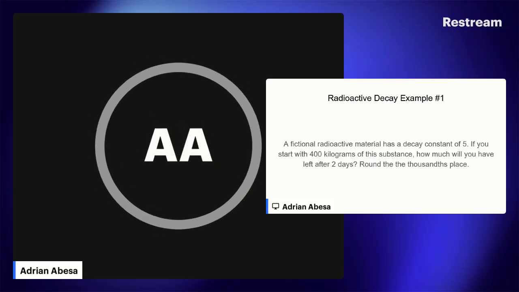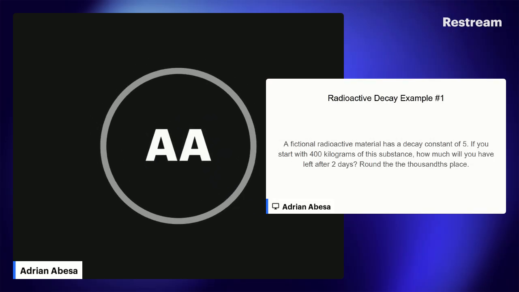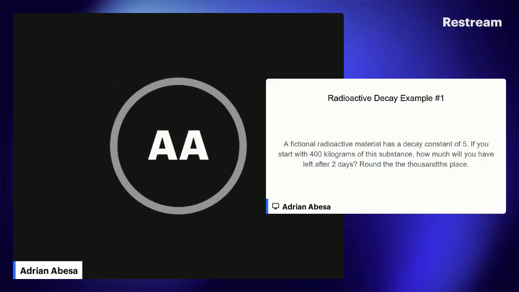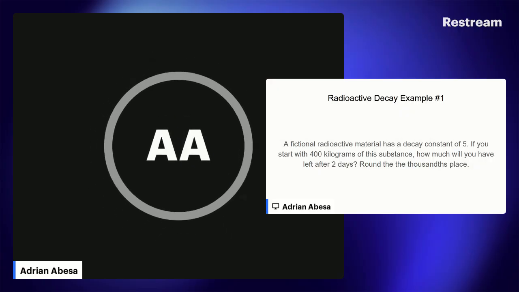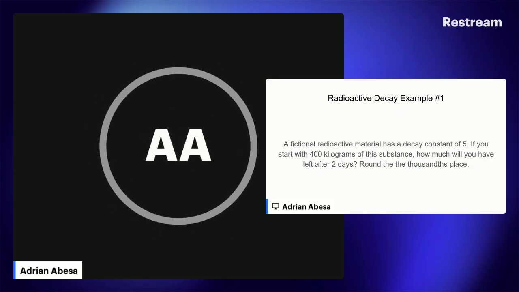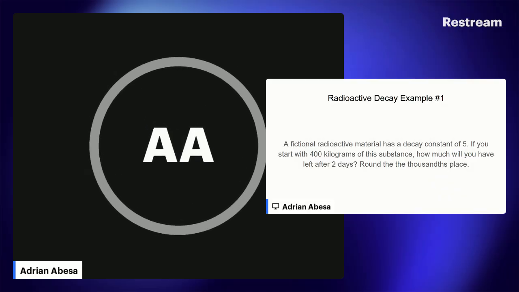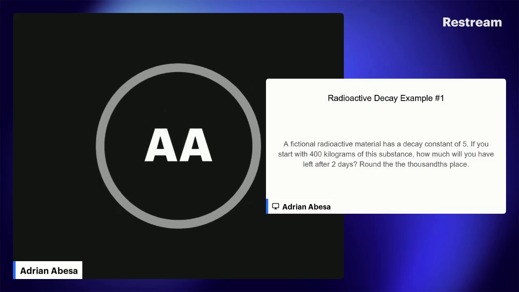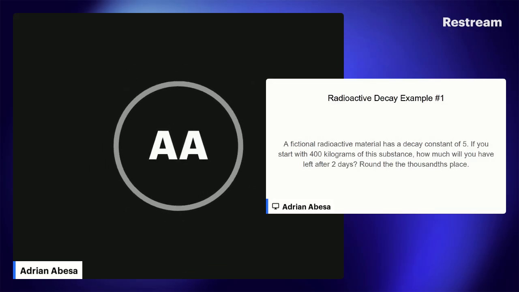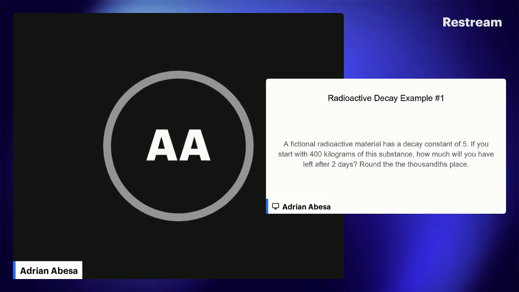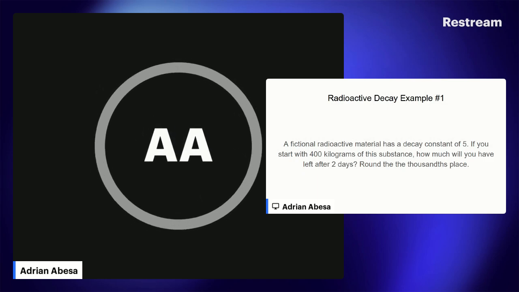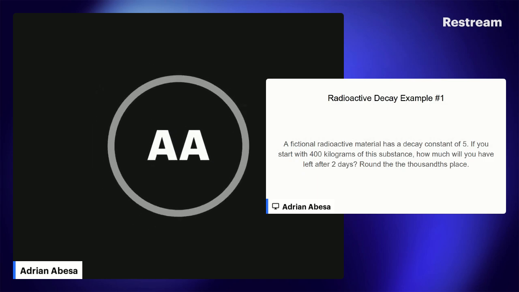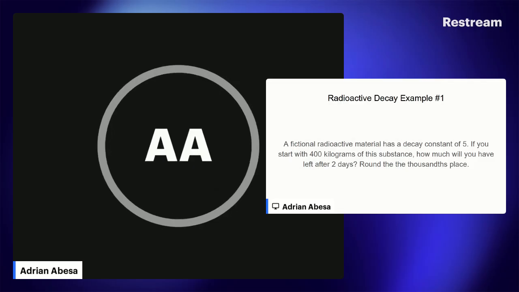The first example that we got is a fictional radioactive material. So I just made this one here so we can keep the numbers simple and not have to deal with big, scary numbers or super small numbers that are very intimidating to read. So a fictional radioactive material has a decay constant of 5. If you start with 400 kilograms of this substance, how much will you have left after 2 days? Round to the thousandths place. Oops, that's a typo. Don't worry about it.